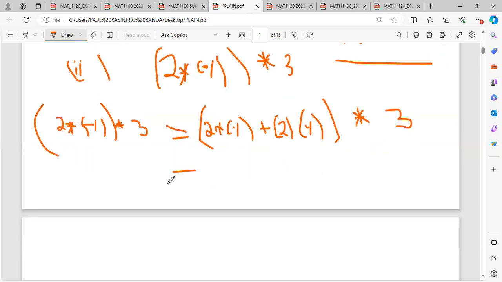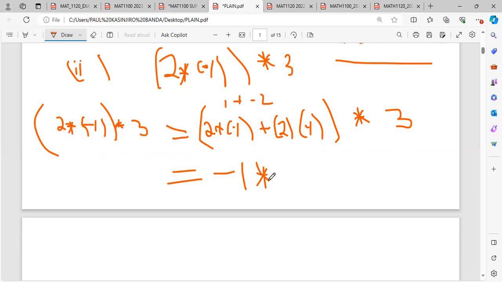So what is the answer inside there? This will be 2 minus 1, which is just 1. Then plus 2 multiplied by -1 to be -2 there. Plus multiplied by negative, you get a negative. So this will be 1 minus 2, and 1 minus 2 is just -1. So all this is just giving us a -1.